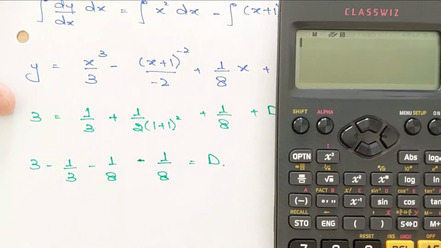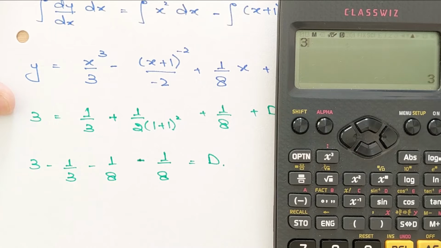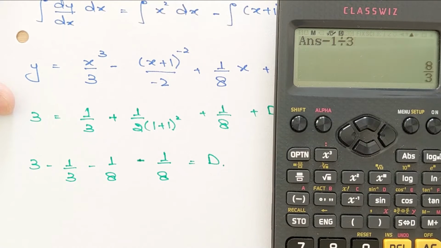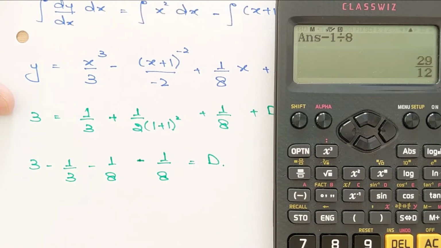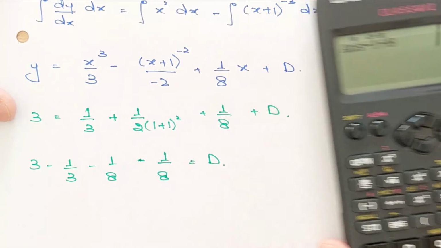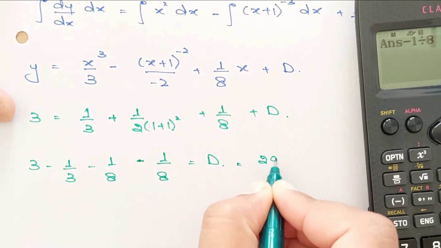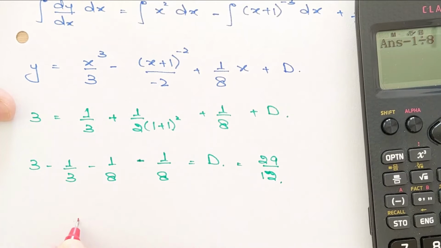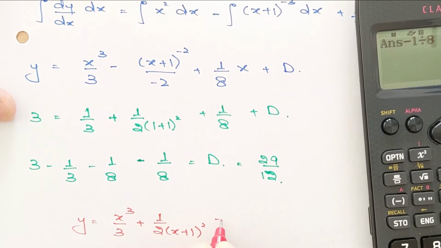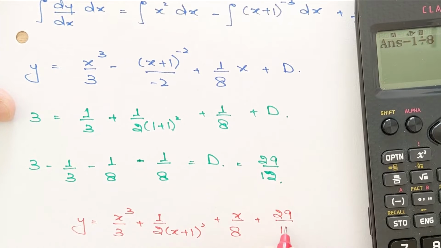Let me simplify. 3 minus 1/3 minus 1/8 minus 1/8 equals 29/12. So d is 29/12. So the curve y equals x³/3 plus 1/2 times 1 over (x+1)² plus x/8 plus 29/12.